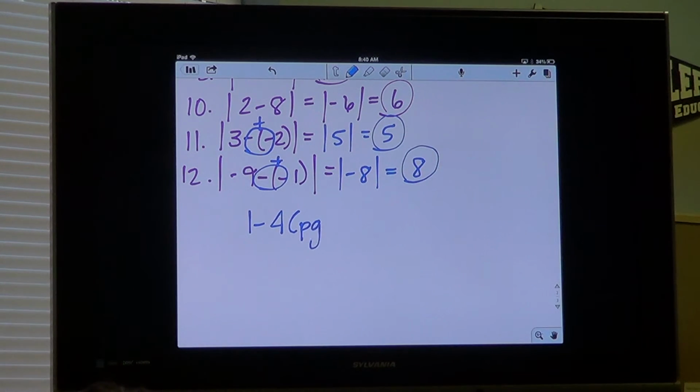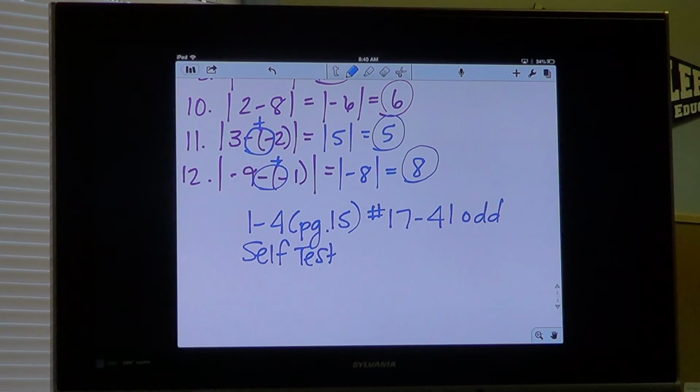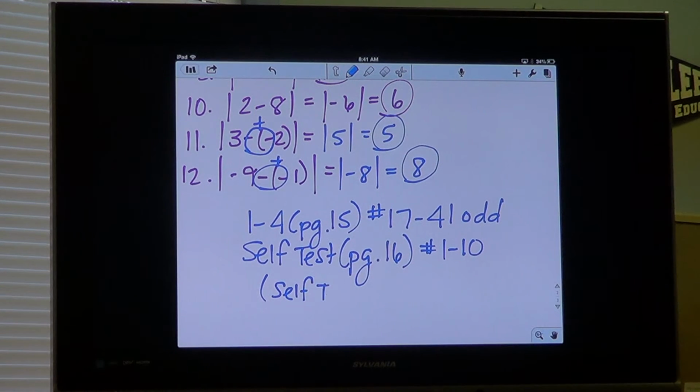Starting on page 15, numbers 17 through 41 odd. And then the self-test, which is on page 16, all of those, so 1 through 10. Okay, and then just a note, there's also another self-test on page 8. That's optional to study with.